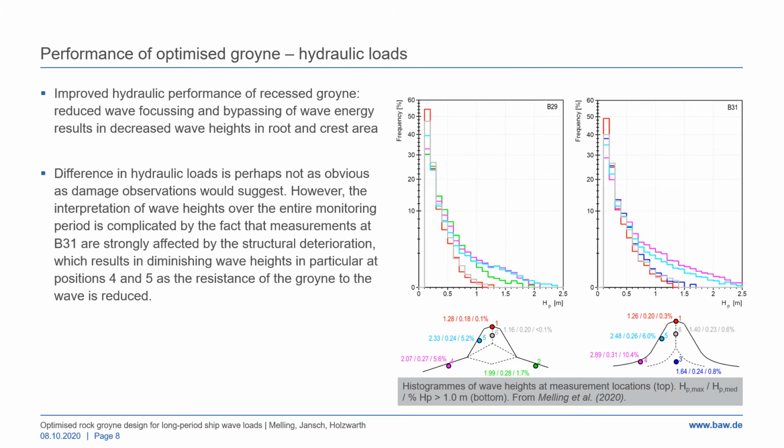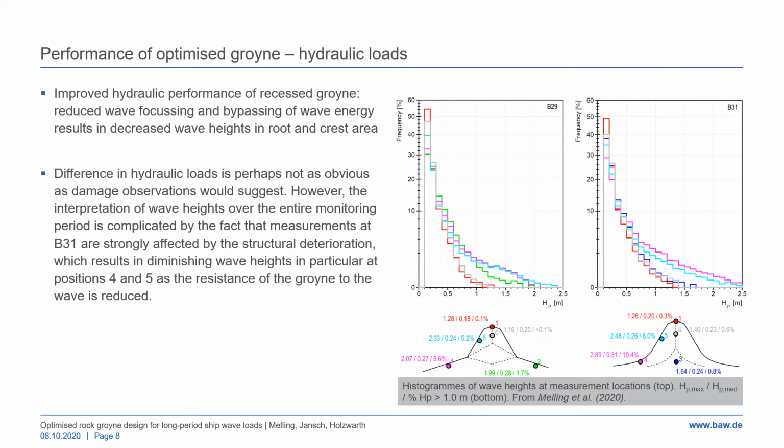Looking into the hydraulic performance of the optimized groyne, this figure compares the wave heights measured at the pressure sensor locations around the two groynes. Apart from the histograms, the maximum and medium wave height, as well as the percentage of recorded waves which exceed 1 meter height, are given in the lower part of the figure. First, we can compare the wave height at point 1, at the tip of the groyne, which is largely unaffected by the wave structure interaction. We can see that the maximum and median wave heights are very similar here, within approximately 2 centimeters, indicating that the wave conditions are comparable at both groynes.